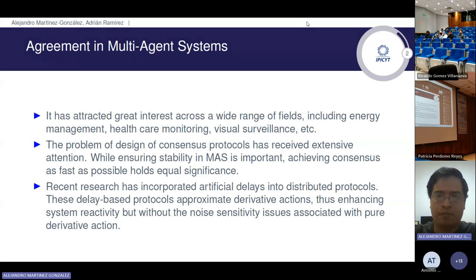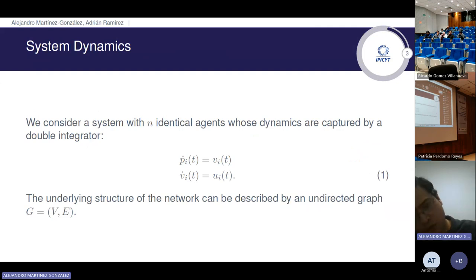So let me start with the preliminaries. How do we describe the system? Well, we consider n identical agents with dynamics given by a double integrator. So we have the rate of change of the position and the rate of change of the velocity given by an input control u_i. Each agent has these dynamics. And the topology of the underlying structure of the network is given by an undirected graph, given by its vertices and edges.